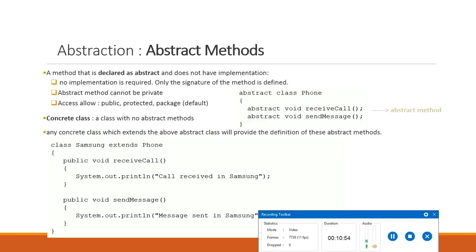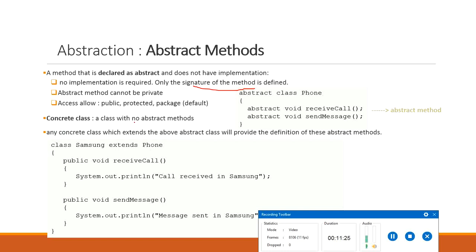Alright, moving ahead. Now, a method that is declared as abstract does not have an implementation. No implementation is required, only the signature of the method. So this is the abstract method. We need only the signature of the method. Abstract methods cannot be private. You cannot declare the methods as private, but other access modifiers are completely okay: public, protected and default.